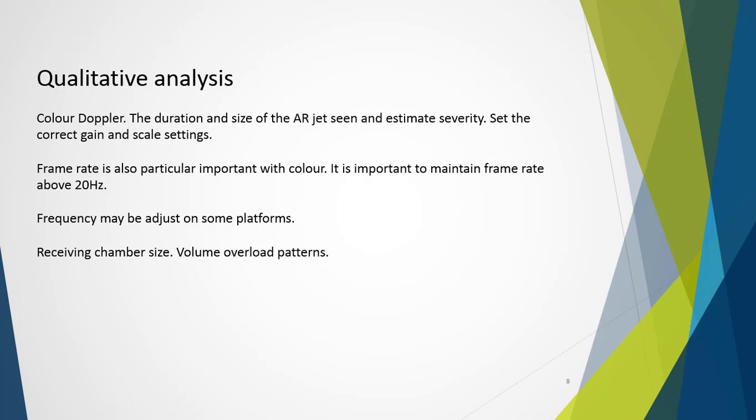Frequency may be adjusted on some platforms. Moving the frequency down will increase the Nyquist limit and then minimize the aliasing of fast-moving jets. The receiving chamber size also guides the sonographer. Significant regurgitation leads to dilatation, so we must always assess for volume overload patterns.